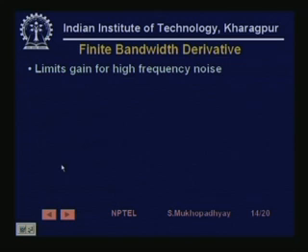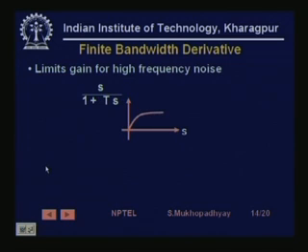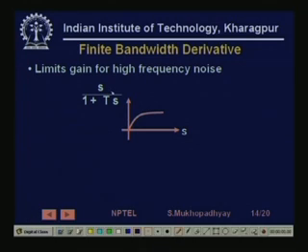So therefore you need to use a derivative which will act like a derivative up to a certain frequency, but beyond a certain frequency its gain will not blow up. So we need to limit the gain for high frequency noise. To do that, the transfer function of a derivative is S. We now consider the transfer function S by 1 plus TS.